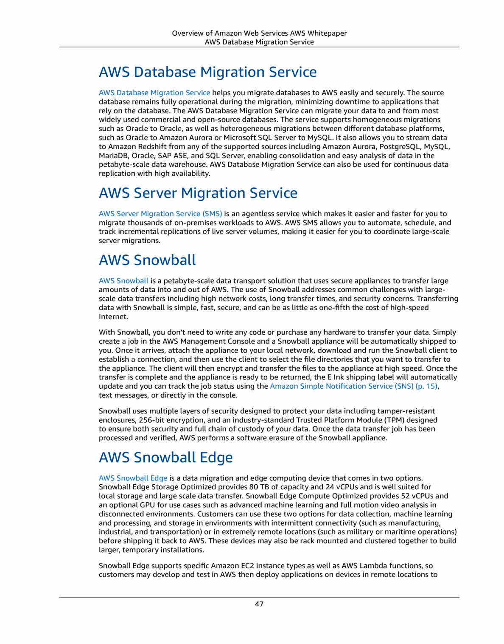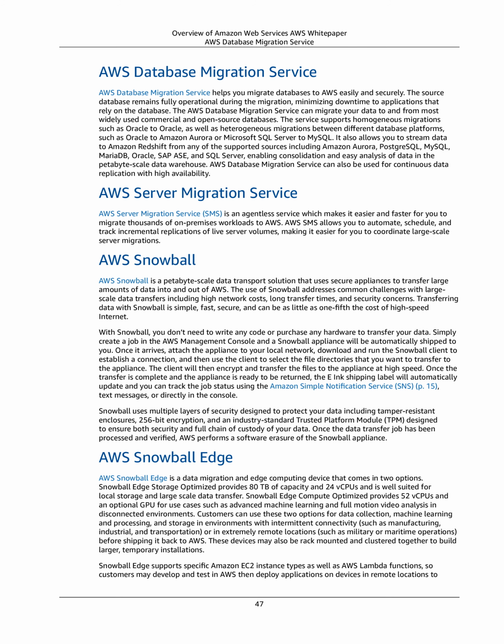Customers can use these two options for data collection, machine learning and processing, and storage in environments with intermittent connectivity, such as manufacturing, industrial, and transportation, or in extremely remote locations, such as military or maritime operations, before shipping it back to AWS. These devices may also be rack-mounted and clustered together to build larger, temporary installations.